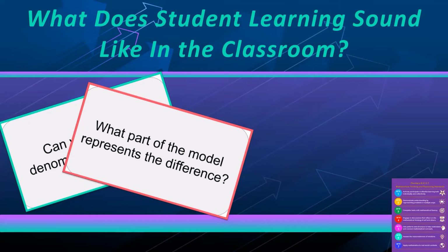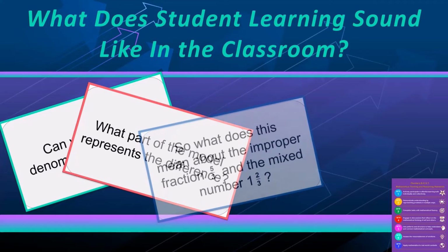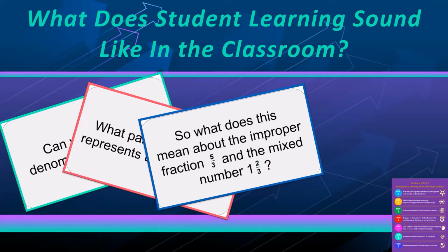The pieces that are left over represent the difference. So what does this mean about the improper fraction, 5/3, and the mixed number, 1 and 2/3? Students should be able to show that these are the same amount, and they could show this using a model, a representation, or an equation.